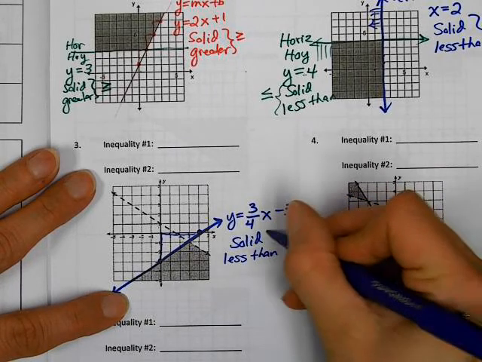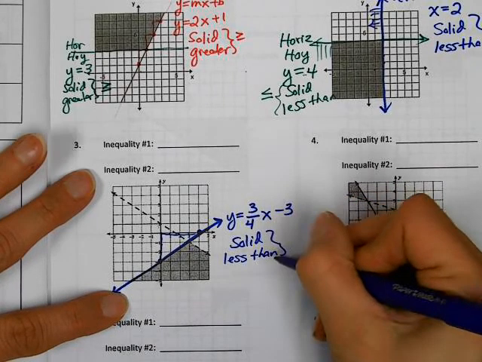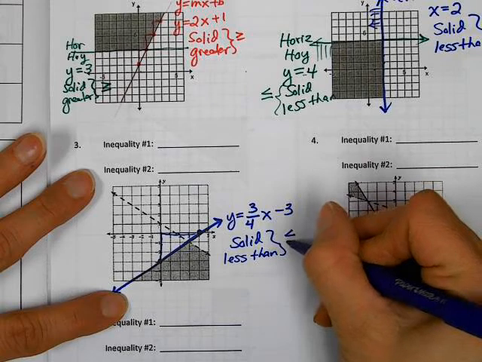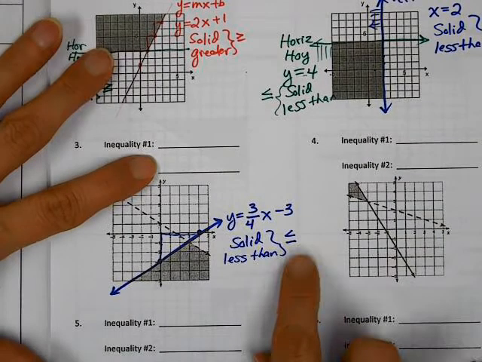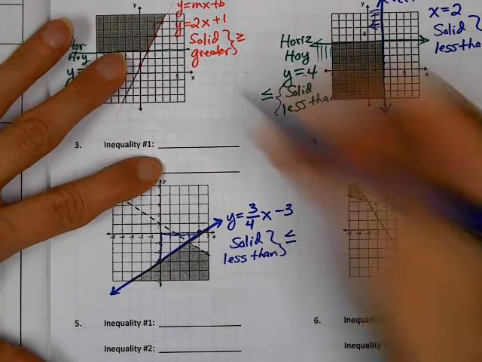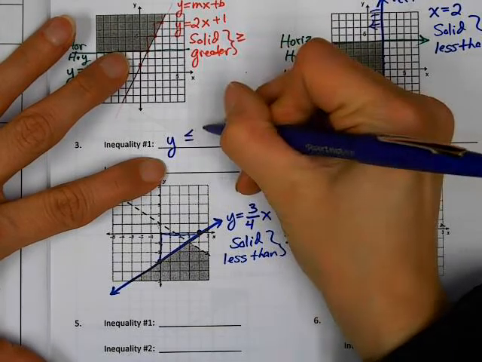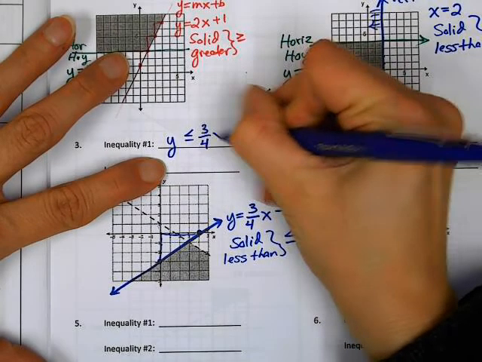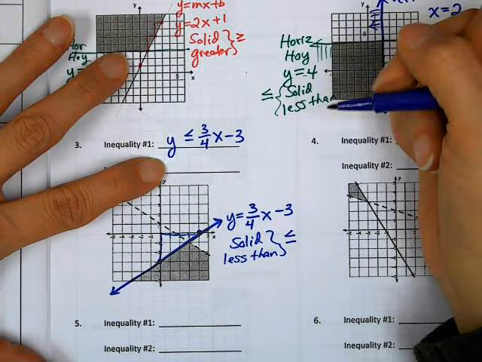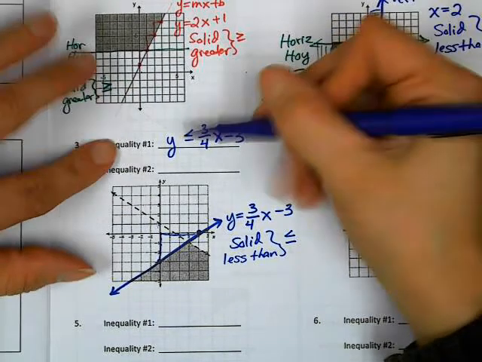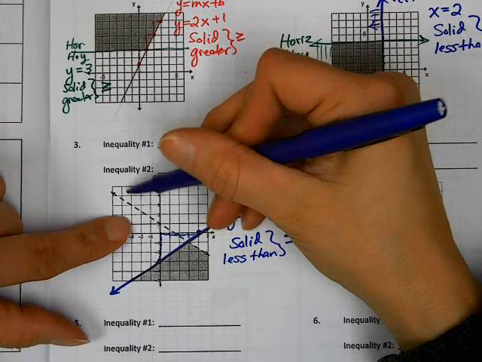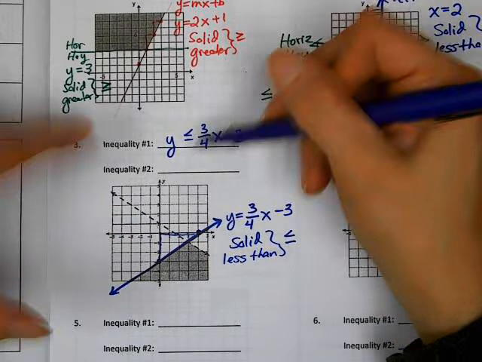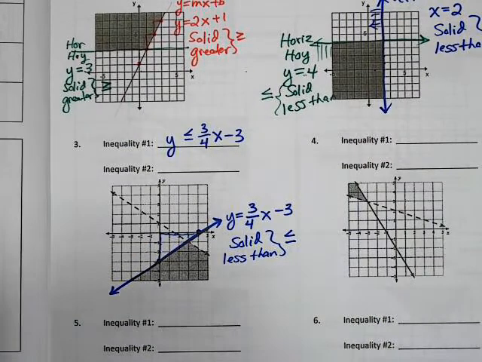All right, let's put it together. Solid, less than. That means less than or equal to. So we're going to replace the equal sign with the correct inequality sign. Y is less than or equal to 3/4 x minus 3. Okay, I do have to tell you guys, it doesn't matter which one you put first. If you went for this inequality, this equation first, that would be okay. Doesn't matter the order that they're in.